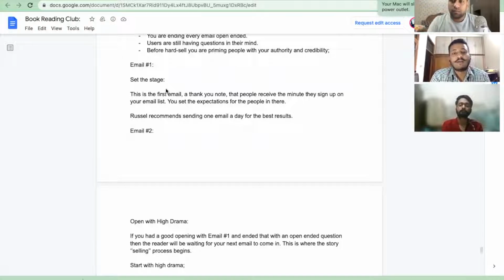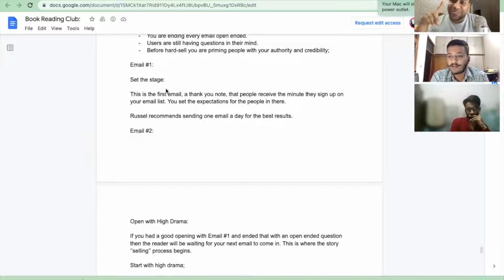Russell recommends sending one email a day for the best results. He has also told in his book that firstly he was sending emails monthly, then he started to send emails weekly, and there came a time when he started to send an email every day.